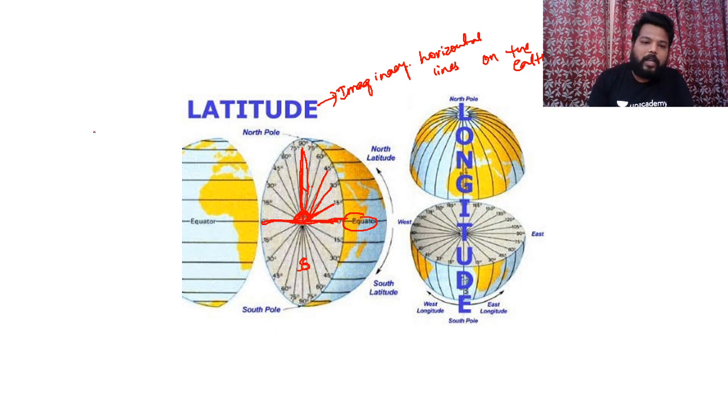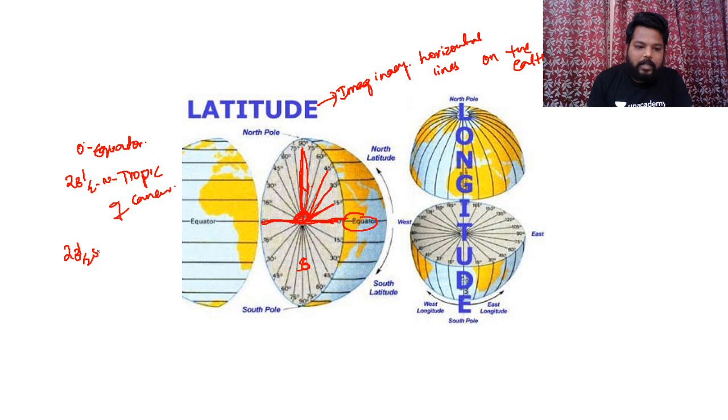In such a way, we have some important latitudes associated with us. At 0-degree we call it the equator, 23.5-degree north we call the Tropic of Cancer, and 23.5-degree south we call the Tropic of Capricorn.